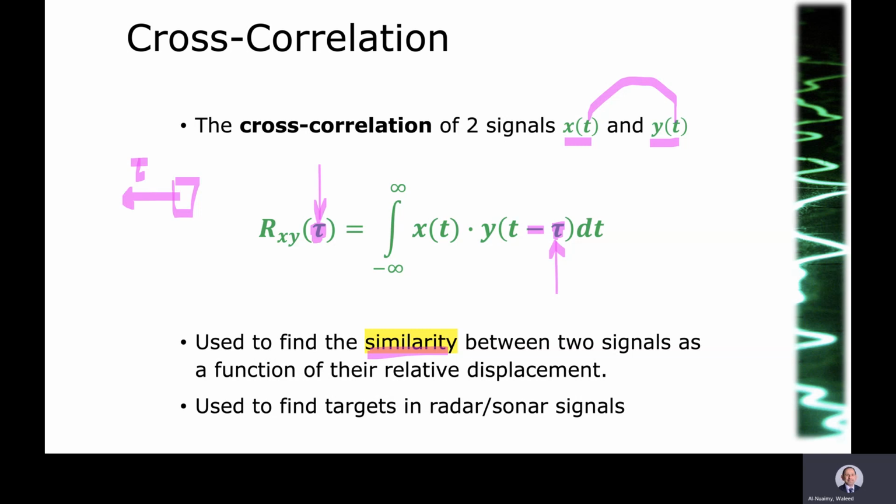We're not going to be using cross-correlation a lot this semester, so it's enough simply to know what cross-correlation is, what it's used for, and what the integration actually looks like.